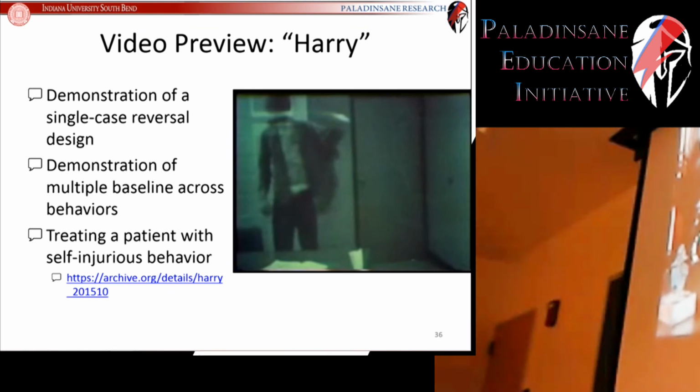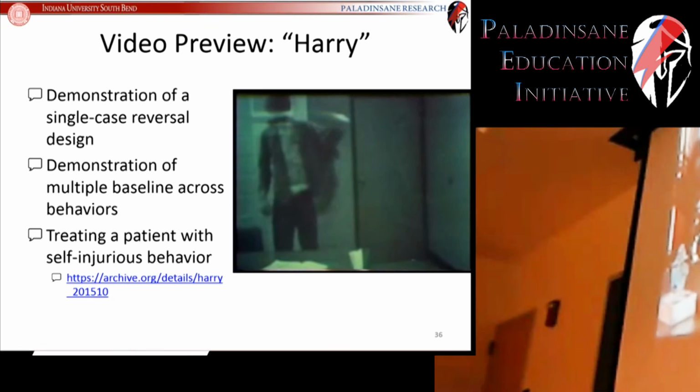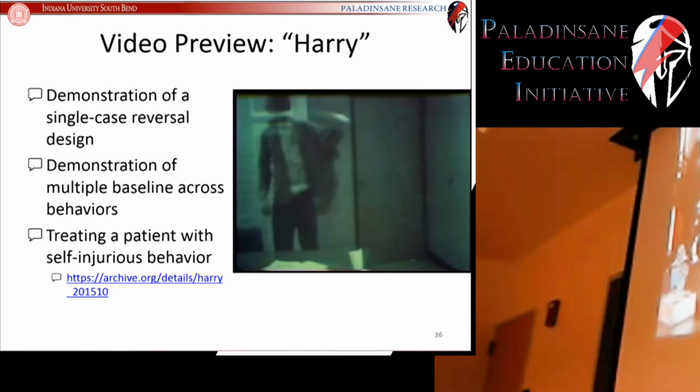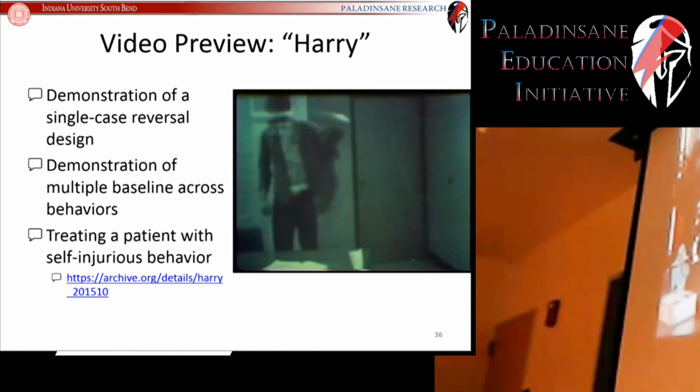He was also told that if he hit himself at any time or refused to surrender the restraints, we would leave the room with his restraints for 5 minutes. Our plan was to systematically increase the length of time that Harry spent out of restraints without self-abusing.